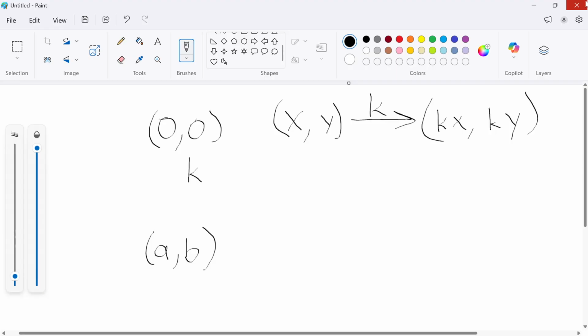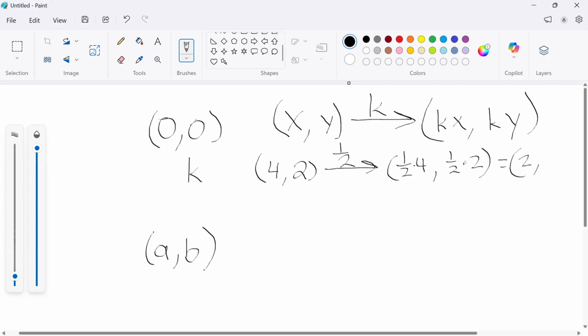Let's say I have a point that's 4, 2, and I'm doing a dilation with relation to the origin of 1/2. And so the new point is going to be 1/2 times 4 for the x coordinate, and the y coordinate is going to be 1/2 times 2. And it's a contraction. 1/2 times 4 is 2, and 1/2 times 2 is 1.